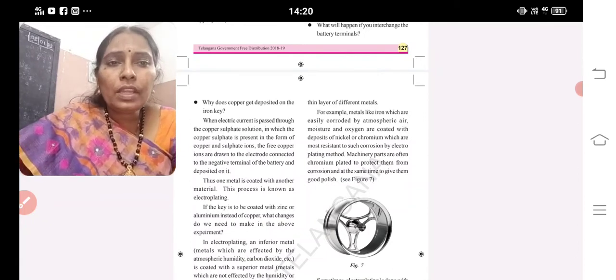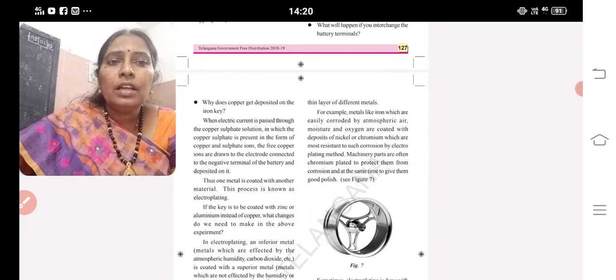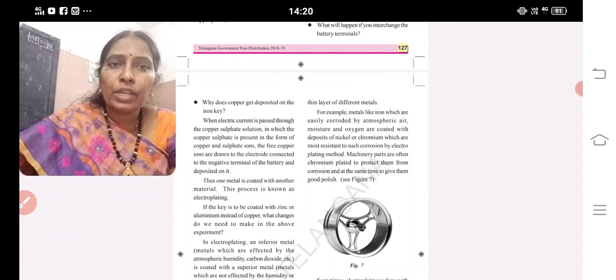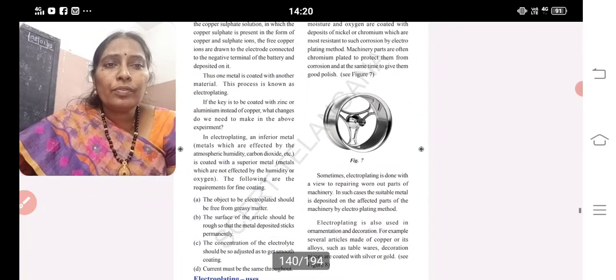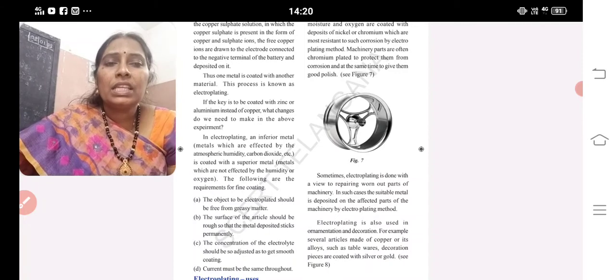Okay. In electroplating, an inferior metal is coated with a superior metal. What is meant by an inferior metal? One which is affected by atmospheric gases, humidity, carbon dioxide. Such a metal is said to be an inferior metal, a more reactive and cheap metal, and it is coated with a superior metal which does not react immediately. Such metals are said to be superior metals. And by coating with the superior metal, what happens? The object to be electroplated should be free from greasy matter.